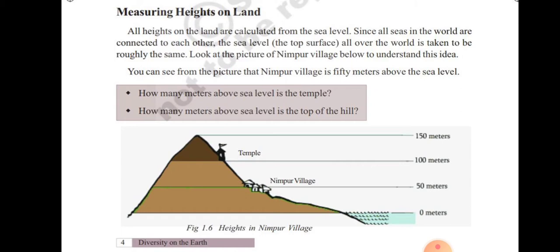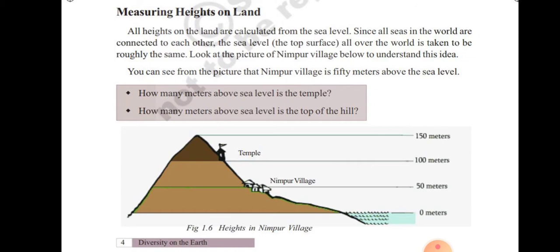First observe the picture. So this is the Nimpur village. It is measured from the sea level. Are you observing the blue color? Blue color shows the sea. So these all the heights are measured from the sea level.